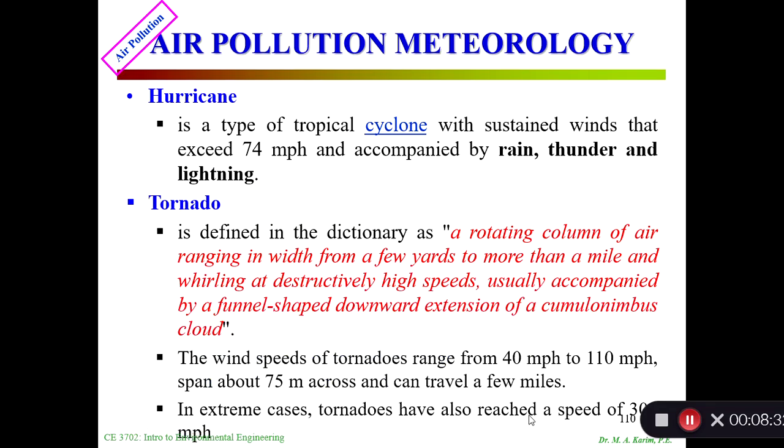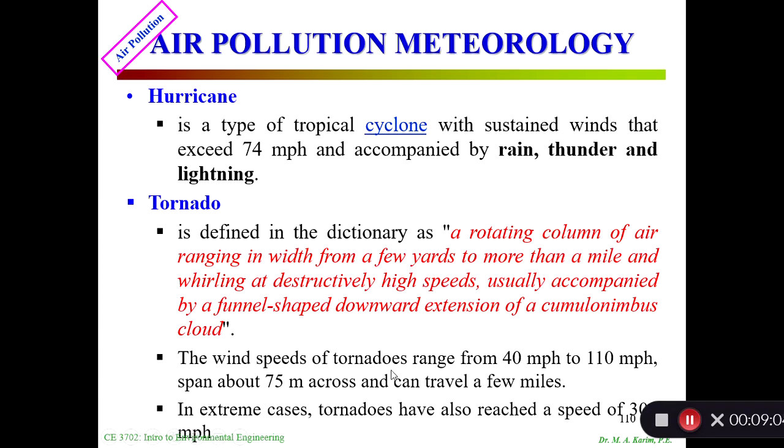So here is a hurricane. The definition of a hurricane is a type of tropical cyclone with sustained winds. I understand the hurricane is basically over the water and a tornado is over land, right? But in some cases the definition might change. I have seen different definitions and other things. In this case, the hurricane looks like it exceeds 74 miles per hour, accompanied by rain, thunder, and lightning. A tornado is a rotating column of air ranging in width from a few yards to more than a mile. So that's what it is.